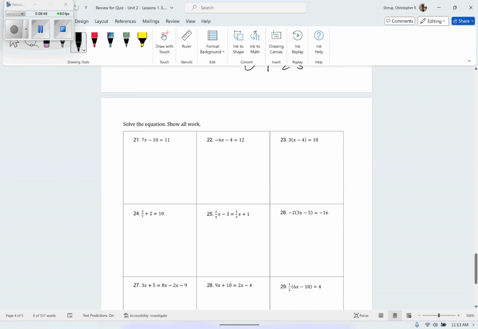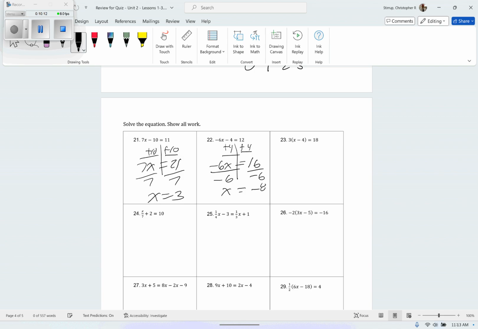And then we come to solve these equations. So I'm going to add 10 to both sides here. That's going to give me 7x is equal to 21. Divide each side by 7. So x is equal to 3. Second problem, I'm going to add 4 to both sides. So we get negative 6x equals 16. Divide each side by negative 6. So we could get probably negative 8 over 3.